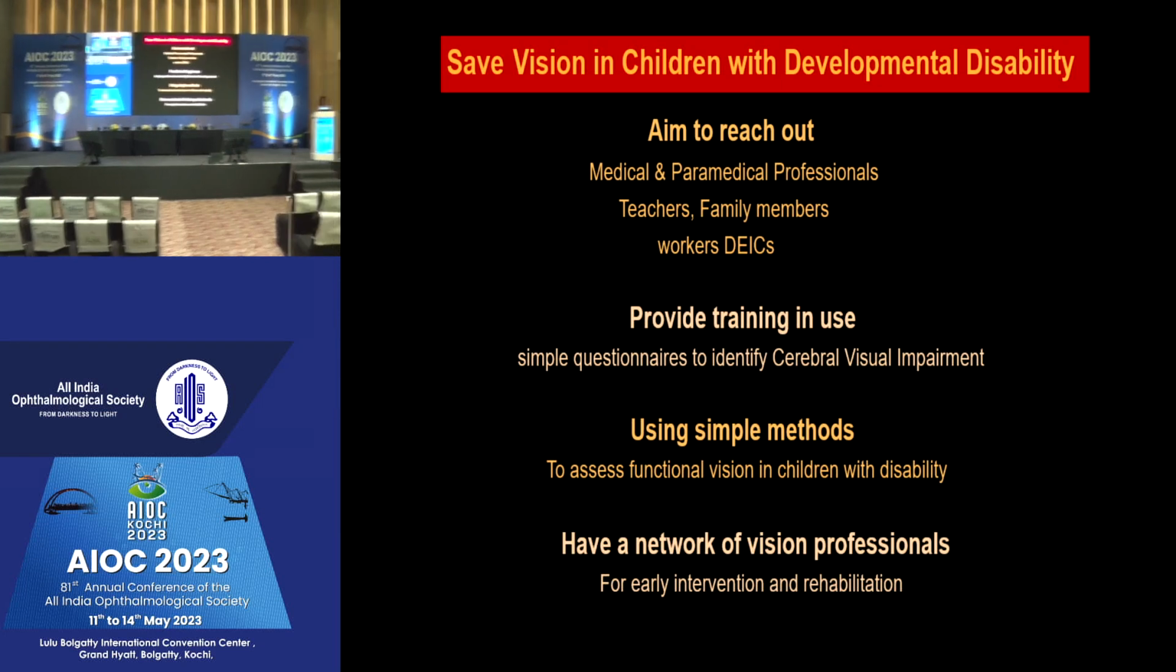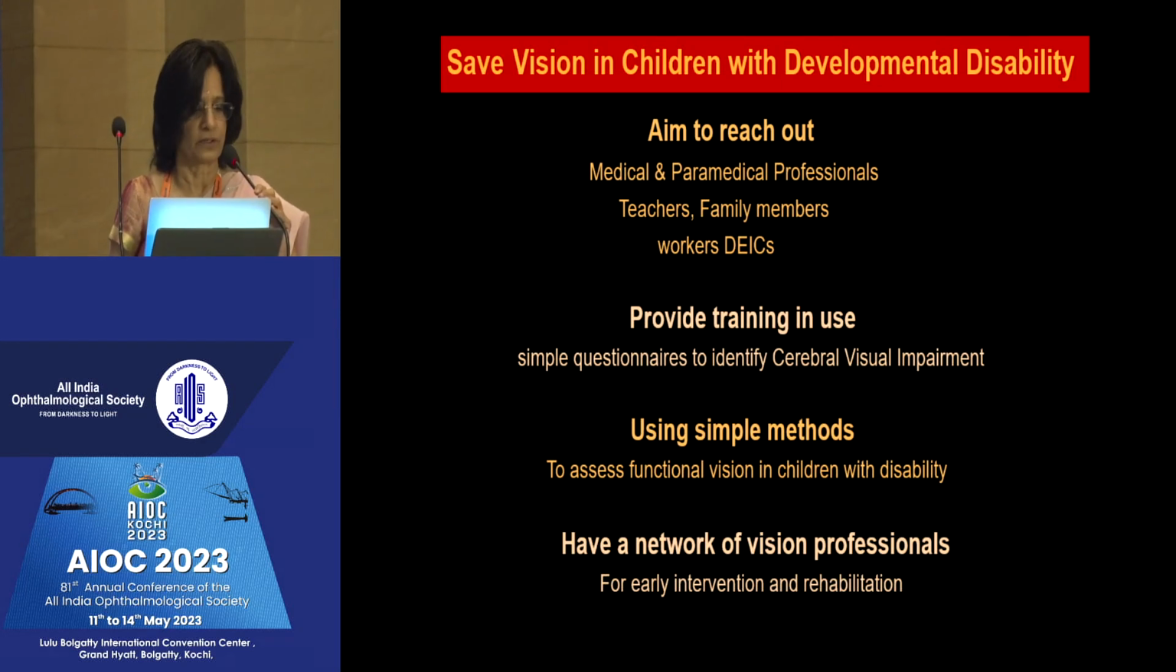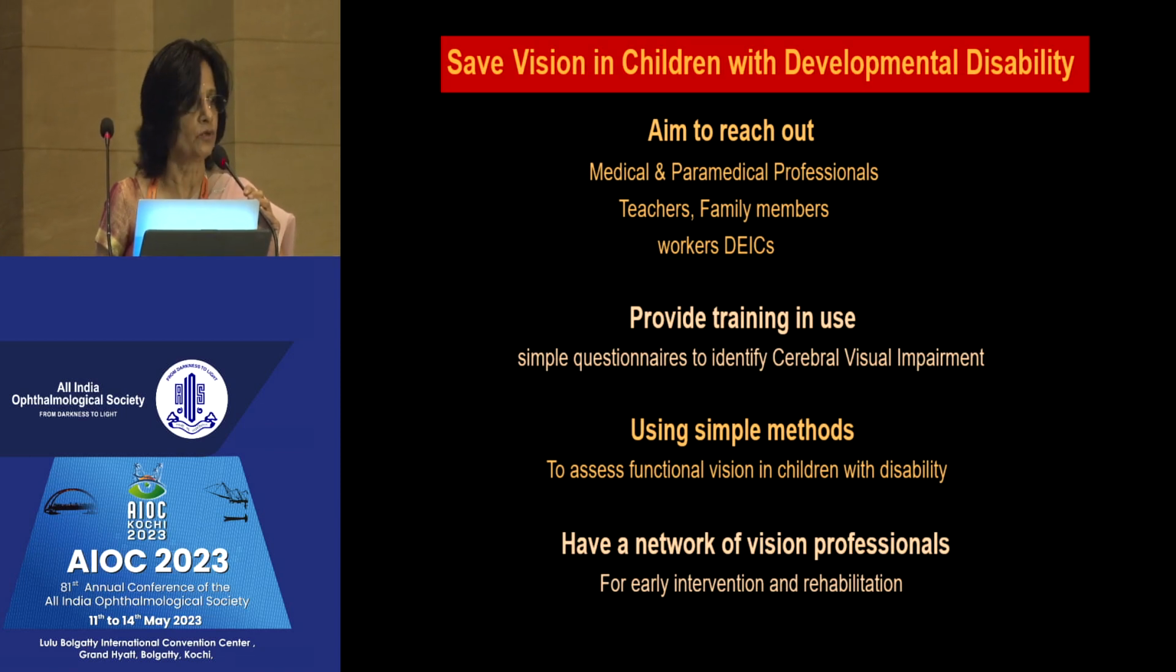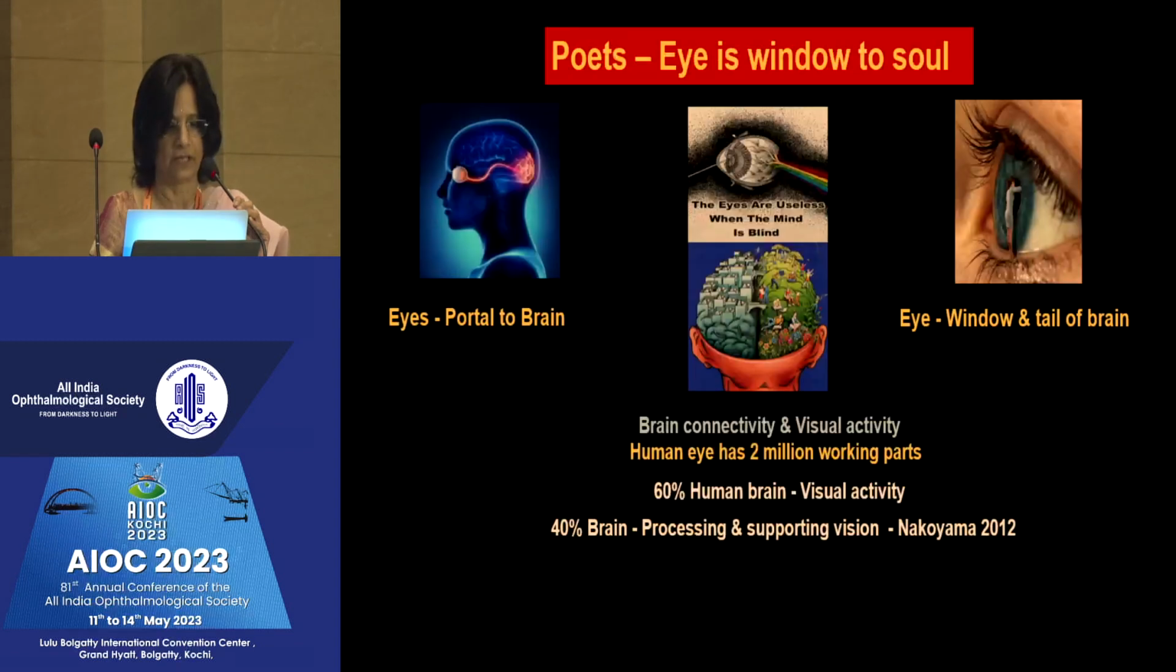The aim is to reach out to medical and paramedical workers, teachers, and families and provide training, because the ophthalmologist would not be able to reach everywhere. By having simple questionnaires to identify cerebral visual impairment using very simple methods, for which they can have a very short training, and a network of vision professionals, with the visual rehabilitation specialists, ophthalmologists, and of course the optometrists, we can intervene early and do the rehabilitation.